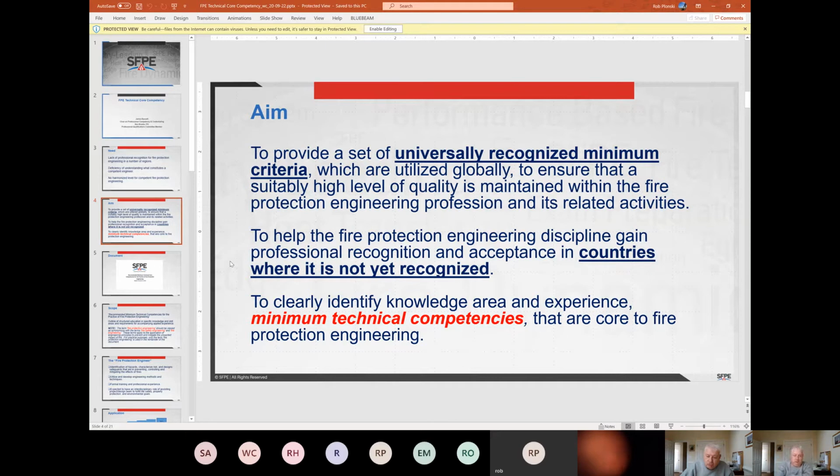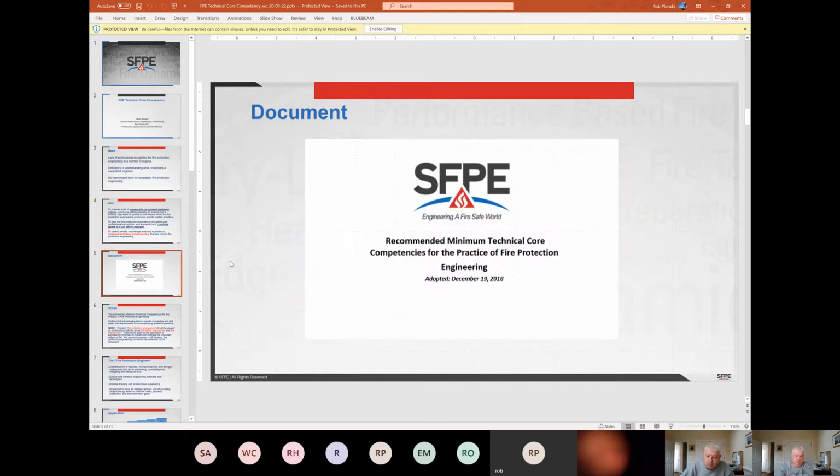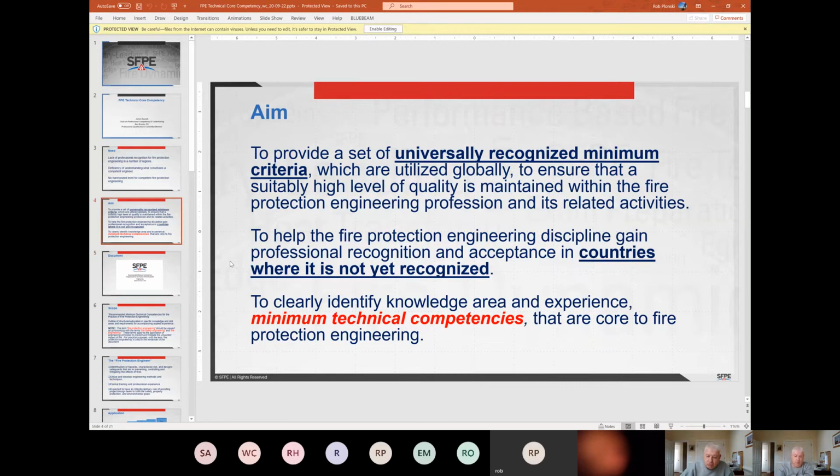Fundamentally, the educational requirements of an engineer are acknowledged and assumed within this document. What this document does is it builds on those levels of academic experience. You can see the last line there says to clearly identify knowledge area and experience, minimum technical competencies that are core to fire protection engineering. Okay, go ahead to the next slide.